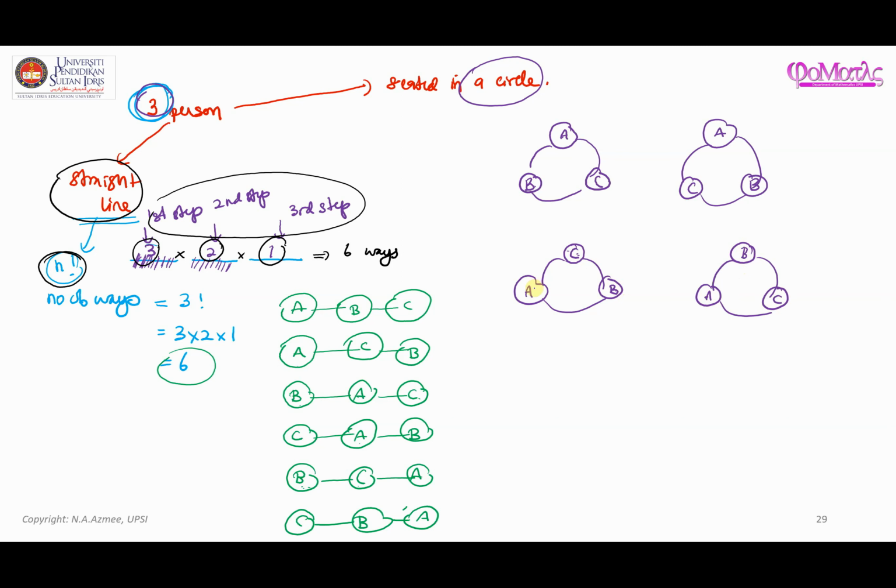How about we move A to this position then? We're just following the same line of thought as what we have done on the straight line. So maybe this is A, and then maybe this is B and C. Next, we're going to maintain A at this same position here, but we're going to switch C and B. So here we've got C and B.